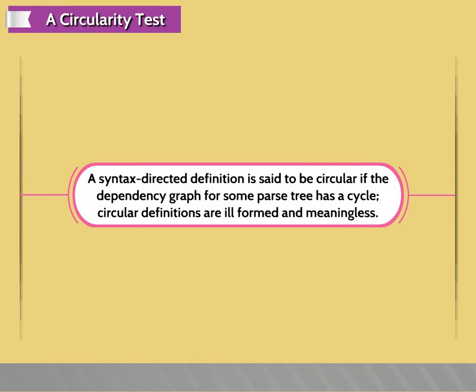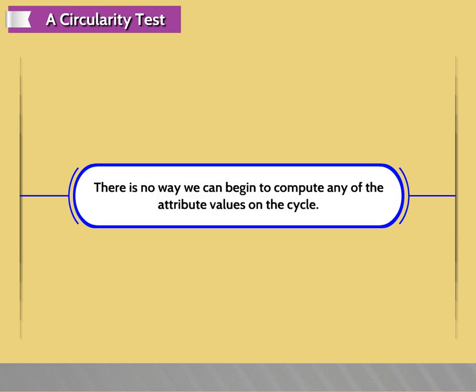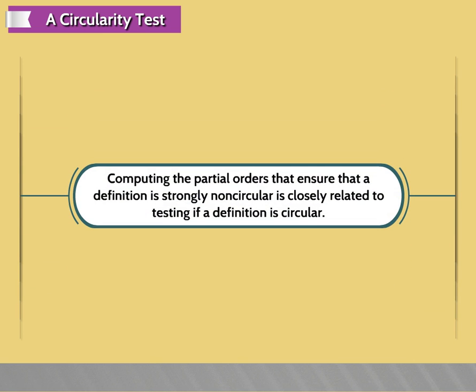A circularity test. A syntax-directed definition is said to be circular if the dependency graph for some parse tree has a cycle. Circular definitions are ill-formed and meaningless. There is no way we can begin to compute any of the attribute values on the cycle. Computing the partial orders that ensure that a definition is strongly non-circular is closely related to testing if a definition is circular.